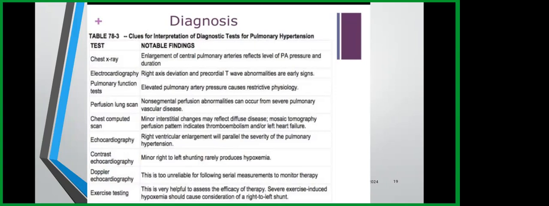Chest CT is important. It may show you the diagnosis, if it's lung disease, if it's COPD, CTEF, chest CT is important, or CTPA if you're suspecting pulmonary embolism. Okay, echo, I'll talk about echo in detail, but right ventricular enlargement is something that you have to look for on the echo. Then contrast echo if necessary, Doppler, then exercise testing.